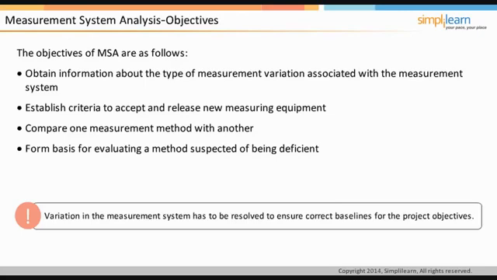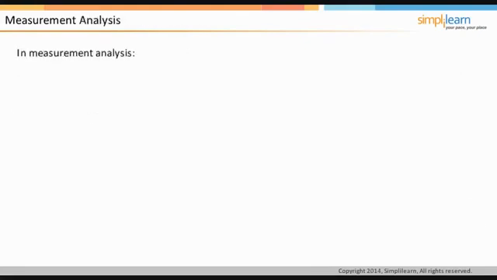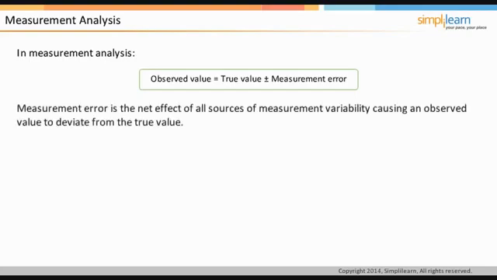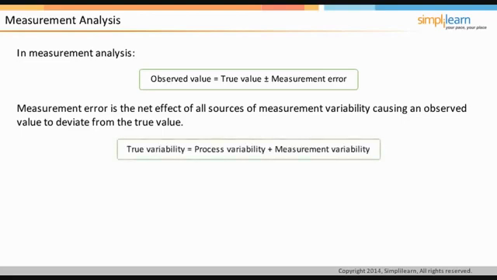Let us look at measurement analysis in detail in the next screen. In measurement analysis, the observed value is equal to the sum of the true value and the measurement error. The measurement error can be a negative or a positive value. Measurement error refers to the net effect of all sources of measurement variability that cause an observed value to deviate from the true value. True variability is the sum of the process variability and the measurement variability.